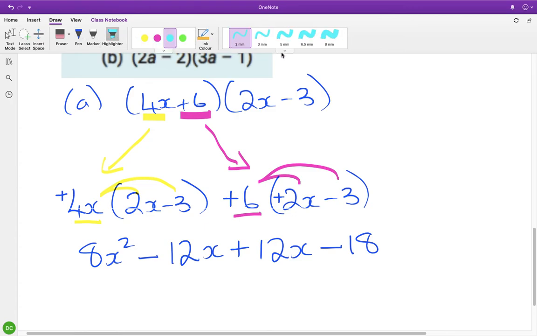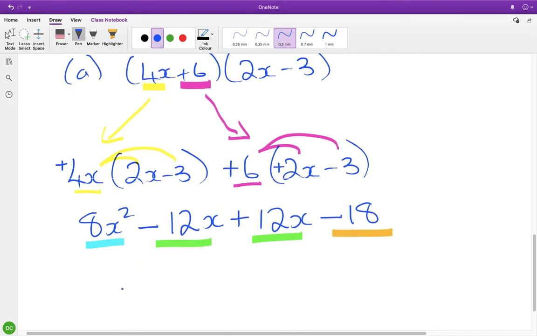Families then. So the 8x squared is all by its own. The x's, there's 2 of them. And the minus 18 has no letters, so it's constant, and there's no other constant, so it's on its own. So the 8x squared stays just where it is.